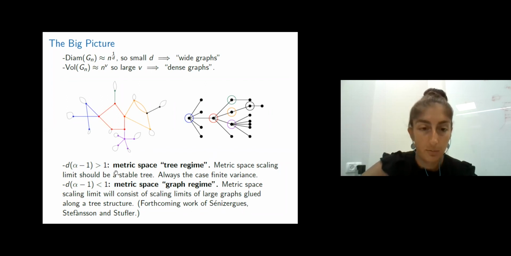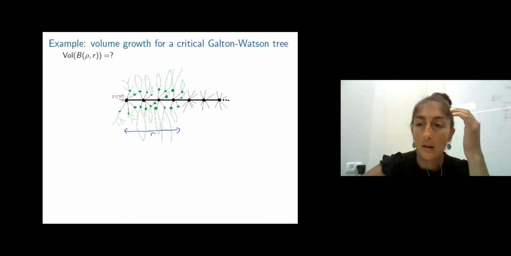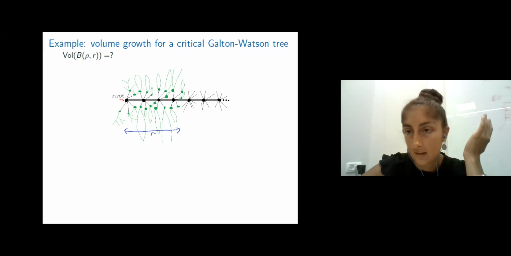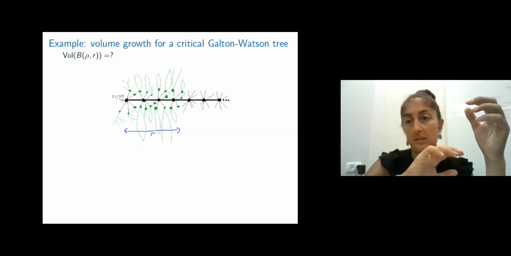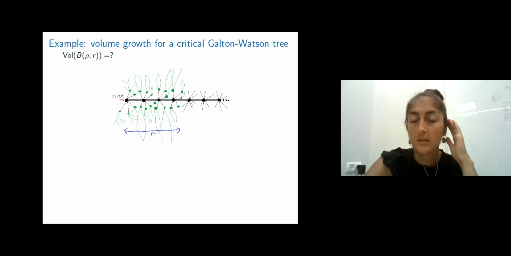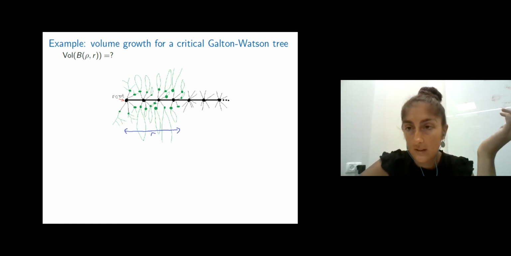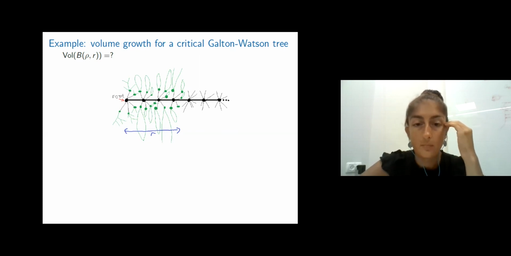So maybe I can try to explain why the threshold is here. If we're going to understand what affects the geometry of the trees, we have to understand the volume growth first, and secondly, the resistance growth. Before we jump to these decorated trees, we can take an argument for critical trees with no decoration, just the trees themselves, and understand the volume growth of these. And then we can adapt the argument to understand the volume growth of the decorated trees.